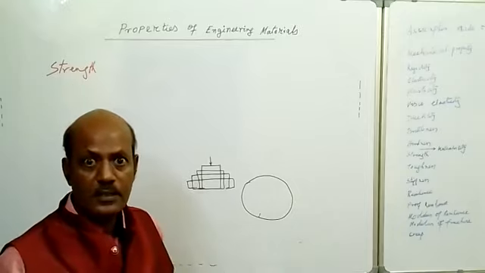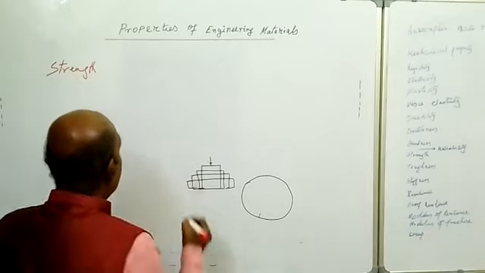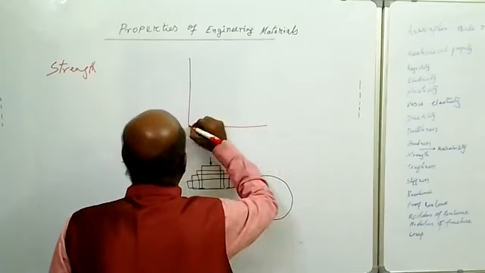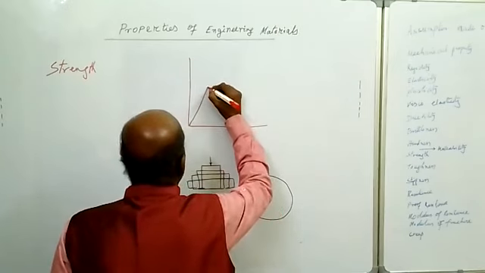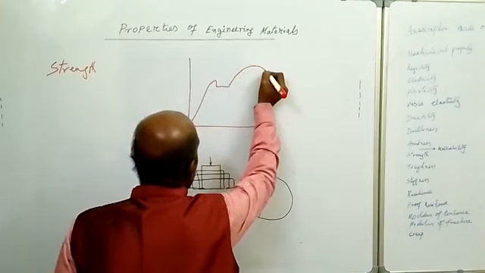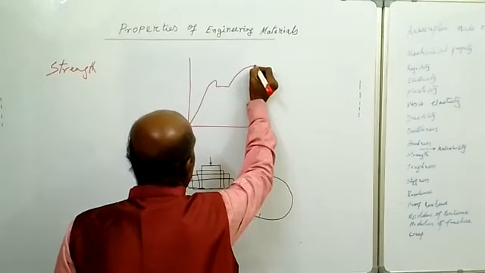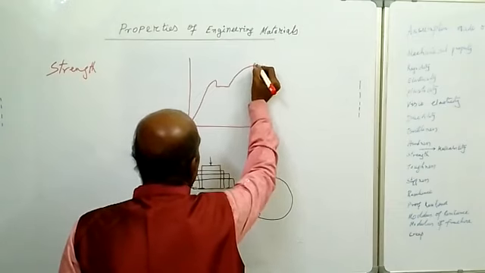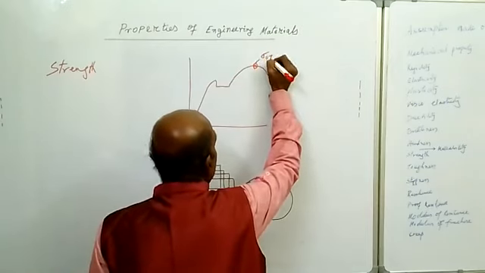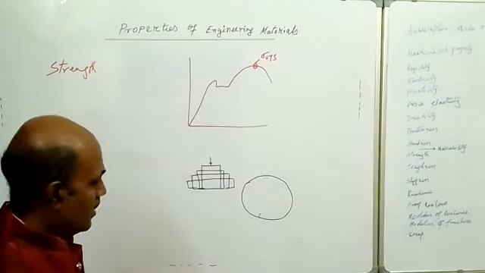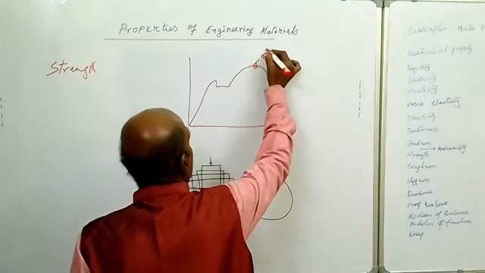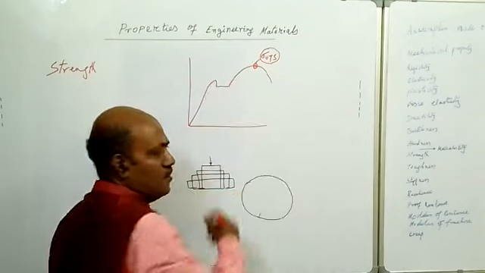It is expressed in stress terms. If we see the stress strain diagram of a ductile material, the maximum resistance offered by the body is denoted by this point. This is known as sigma UTS, that is ultimate tensile stress. So the strength of the body is the ultimate tensile strength.